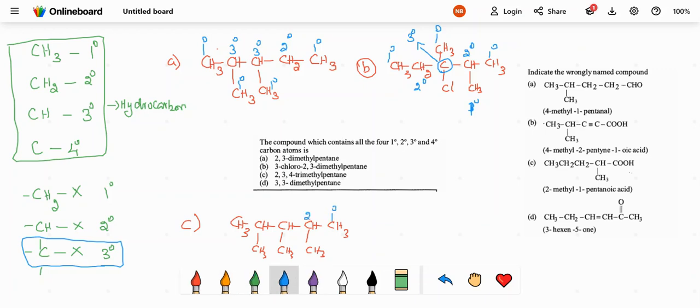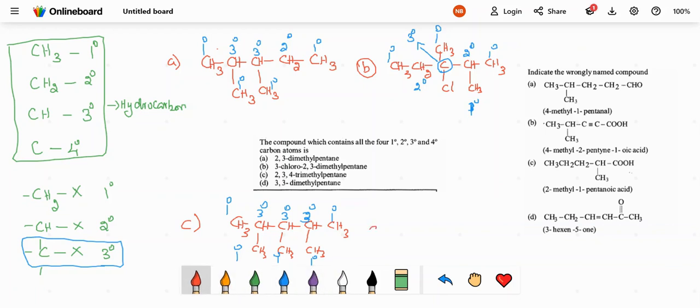Primary, tertiary. This is also tertiary. This is also tertiary. Again, primary. Here, the secondary carbon atom is not at all there. But secondary as well as quaternary carbon atoms are not there. I think D will be the answer.